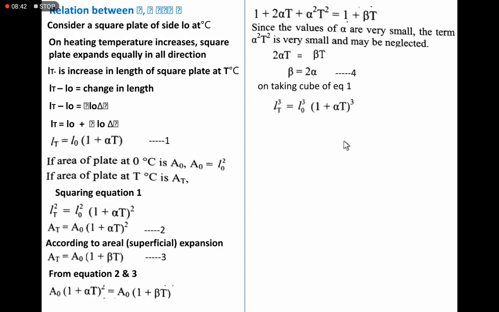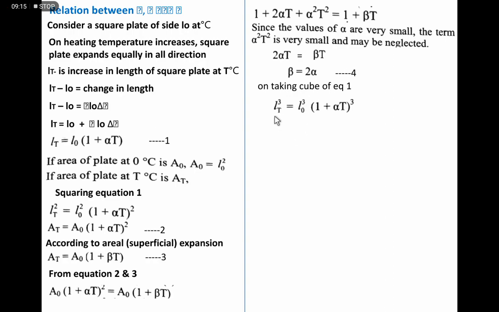So the equation is here. I repeat, now there is the relation between alpha and gamma. This is the relation between alpha and beta. Alpha is the coefficient of linear expansion. Beta is the coefficient of areal or superficial expansion. Now onwards there is the relation between alpha and gamma. Gamma is the coefficient of volume expansion.